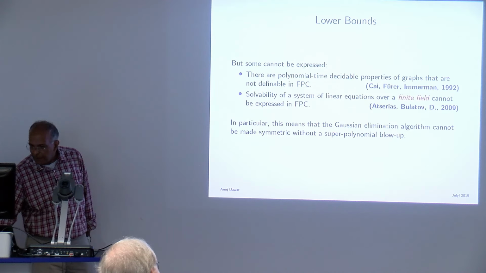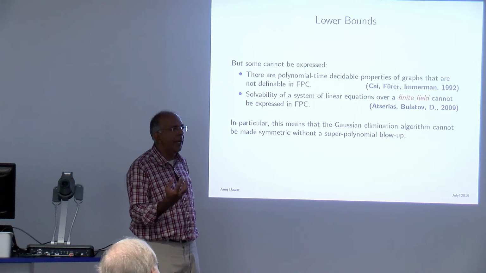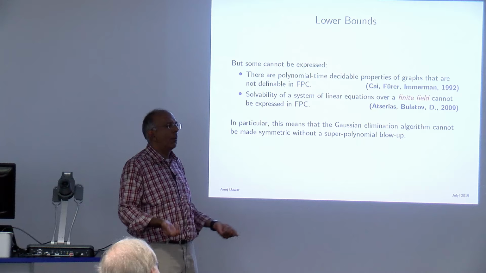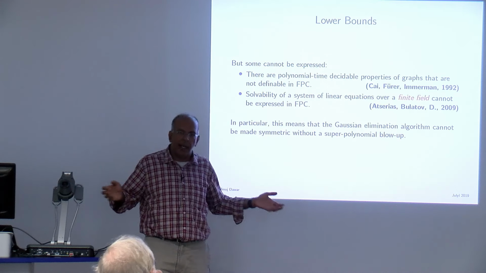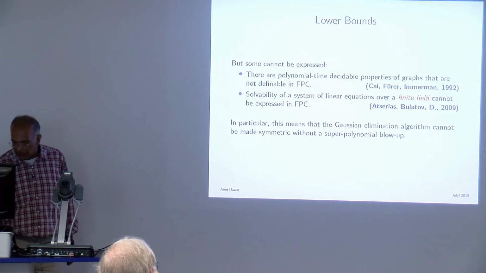Okay. So the Gaussian elimination algorithm, as I said, is inherently non-symmetric. And our result really shows that you cannot make it symmetric without a super polynomial blow-up. If you try and parallelize and reduce symmetries and so on, you can't get a polynomial time algorithm out of it.